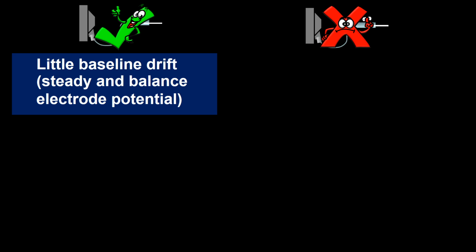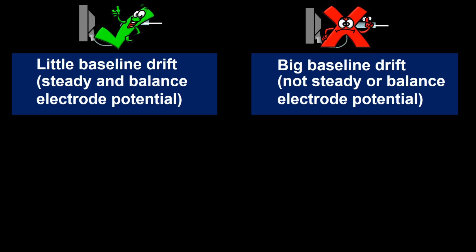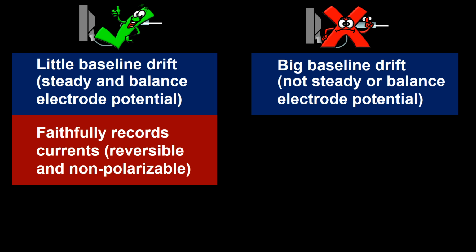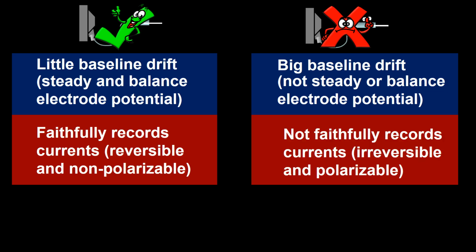Good surface electrodes produce tracing with little baseline drift because they have a steady electrode potential in each electrode and their electrical potentials are balanced among all electrodes. Bad surface electrodes have big baseline drifts because they have an unstable electrode potential. That is, they are not steady in each electrode, nor are they balanced among all electrodes. Good electrodes faithfully reproduce negative and positive electrical currents, as well as low frequency and high frequency activities, because they conduct electricity in both directions with high fidelity. Bad electrodes do not faithfully reproduce negative and positive electrical currents, nor do they faithfully reproduce low frequency or high frequency activities, because they are irreversible and polarizable.